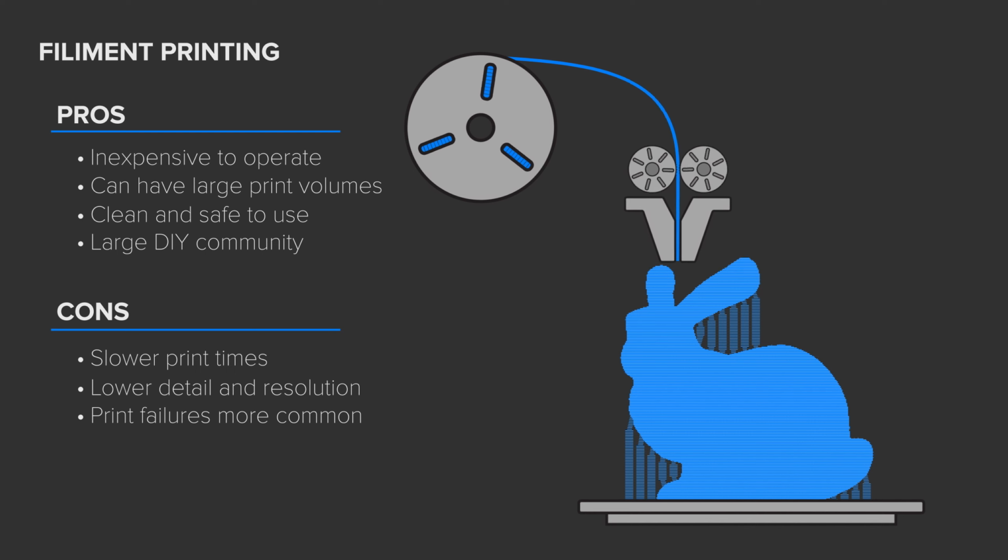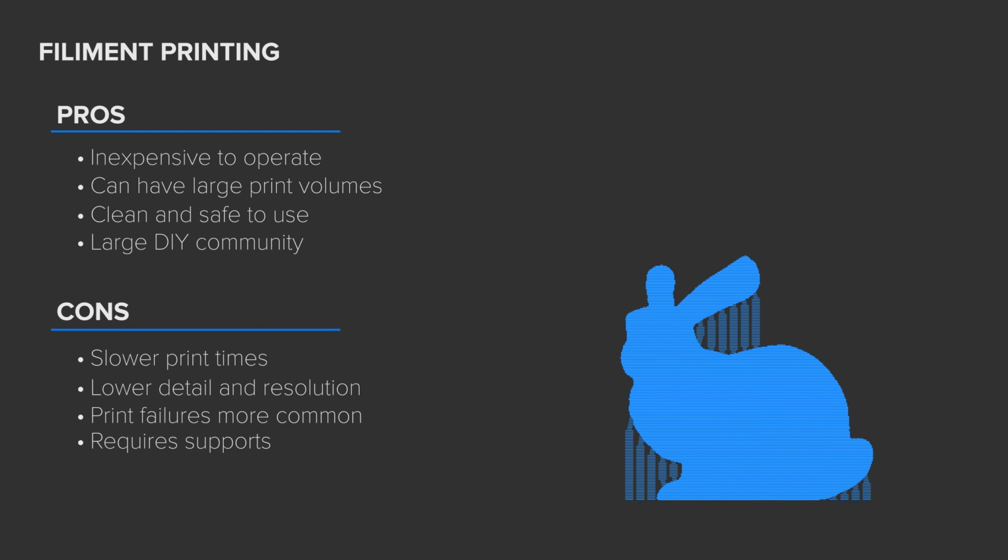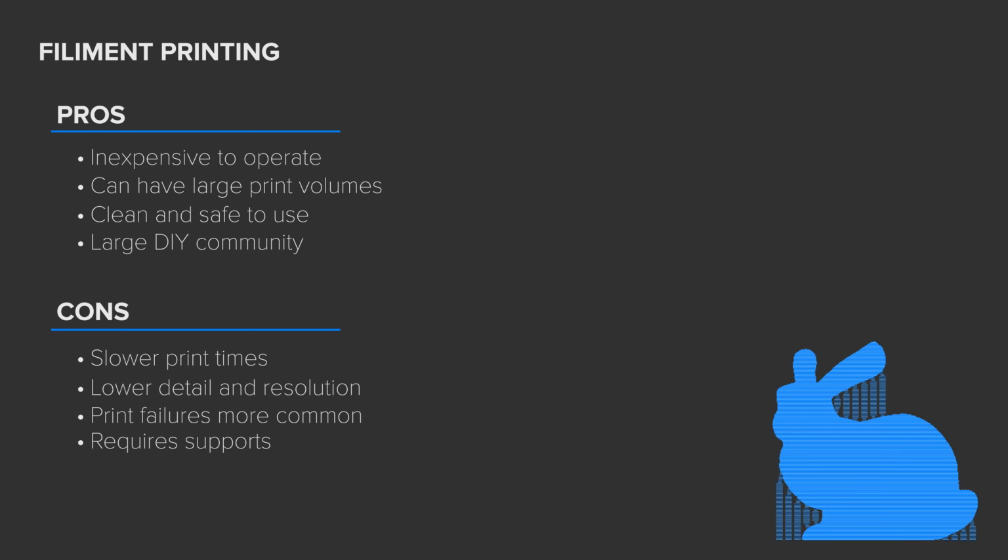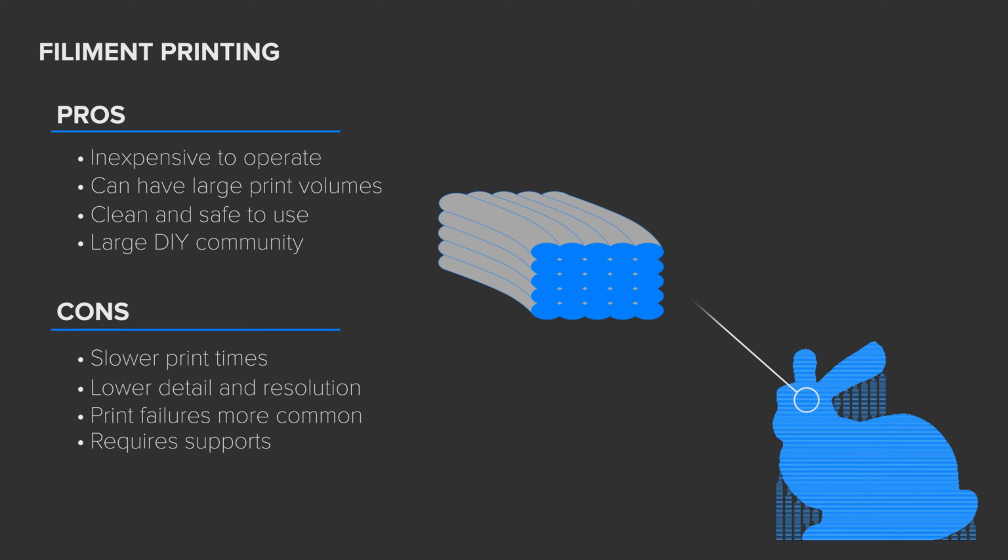FDM machines also require supports for overhangs, where material has to be built up in order to hold a floating part. This method of printing is not a great choice if the part needs to be watertight, food safe, or for medical use. The filament naturally creates microscopic gaps as the part is created that can allow water in over time. This can be prevented by sealing the part with a coating after the printing is done, but again, this requires additional steps.